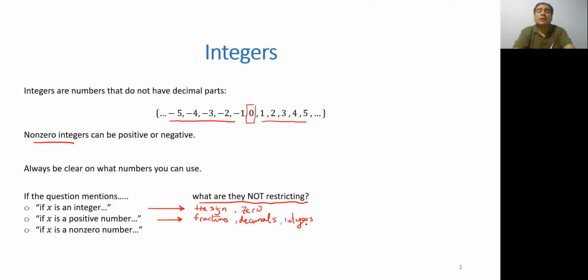So it's very important that when there is a mention of the type of number a variable is, you think about the restrictions. In that case, you will be forced to think about all the possible cases, all right? And so not to miss a special case that could change the answer to your question.